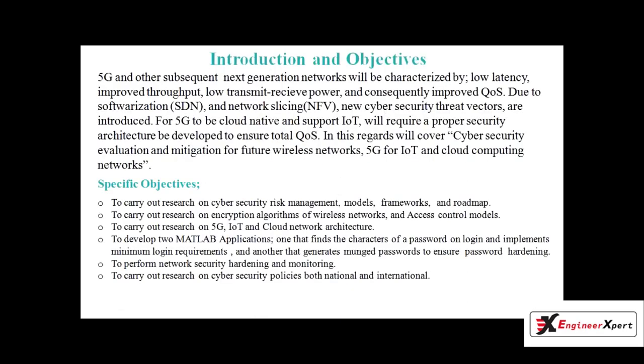So basically, a 5G or 4.0 evolution network will be characterized by low latency, improved throughput, low transmit and receive power, and consequently improved quality of service. Due to SDN and network slicing, new cybersecurity threat vectors are introduced. In this regard, we will cover cybersecurity evolution and migration for future wireless networks, 5G for IoT and cloud computing networks. Our main objectives are to research cybersecurity risk management models, frameworks, and roadmaps with encryption algorithms of wireless networks, and access control models.